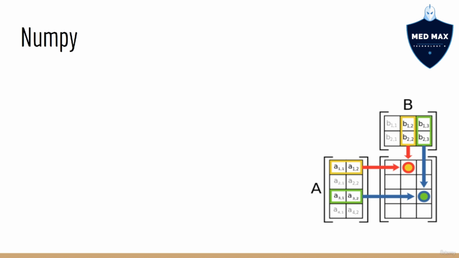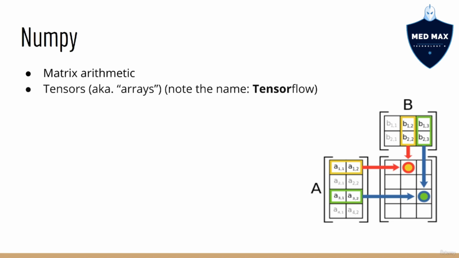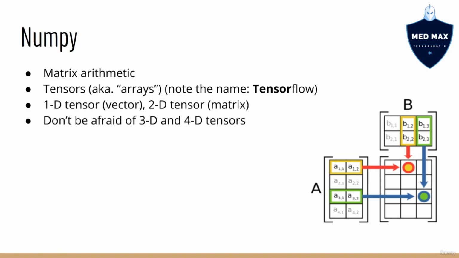For Numpy, I essentially want you to know matrix arithmetic. In deep learning, we work with tensors, which might sound scary, but we actually just mean array, like a regular old programming array. And if you've been paying attention, the name TensorFlow actually includes the word tensor in it, so you know that it's going to come in handy. Tensors, or if you prefer, arrays, can have any number of dimensions. We have special names for one-dimensional tensors and two-dimensional tensors, which we call vectors and matrices respectively. But you should not be afraid if you see a 3D tensor or a 4D tensor.